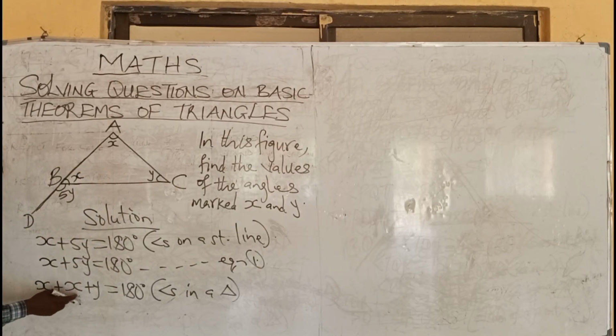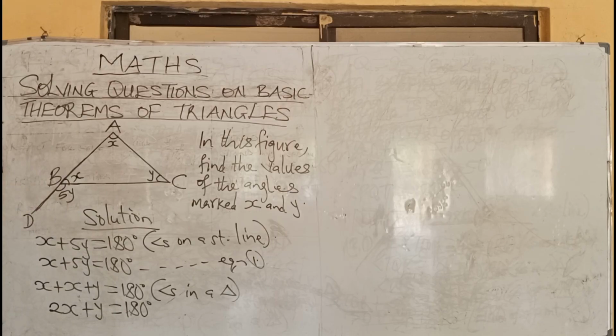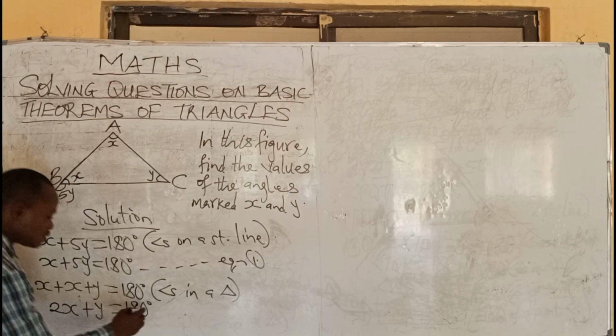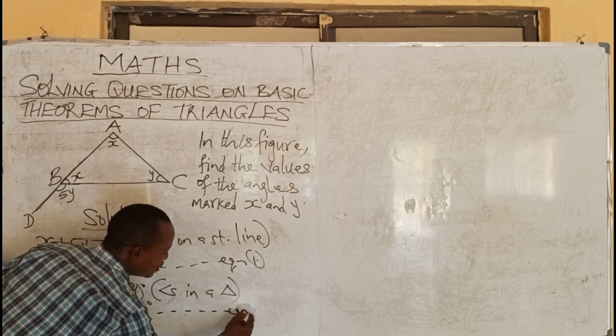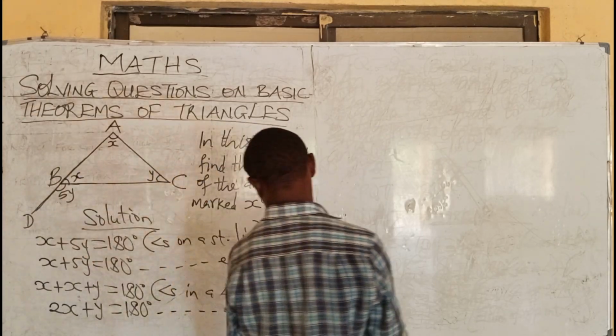Now, x plus x, these are like terms. So x plus x will give us 2x, then plus y equal to 180 degrees. Again, we cannot do anything further because these are unlike terms. So this we will regard as our equation 2. So we have equation 1 and equation 2. We can now solve simultaneously.